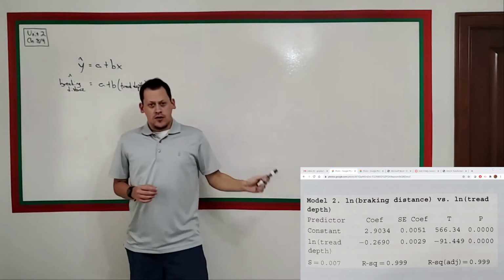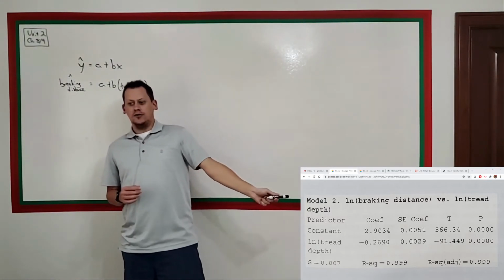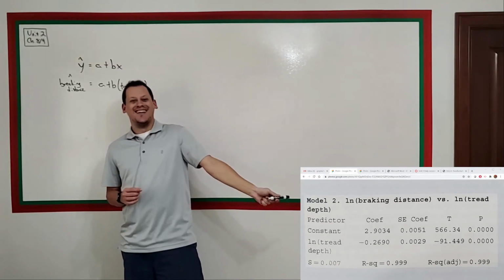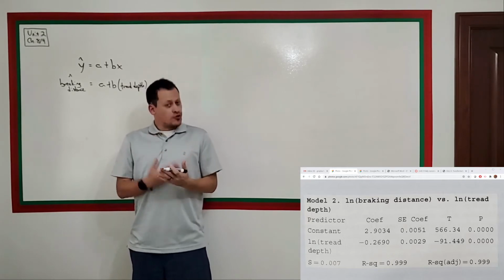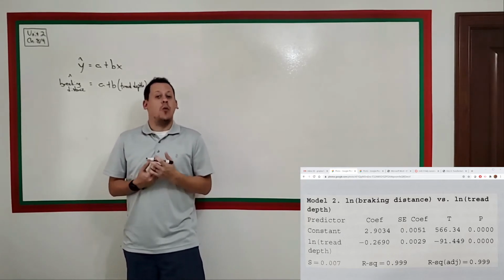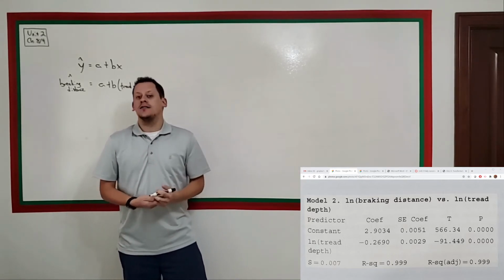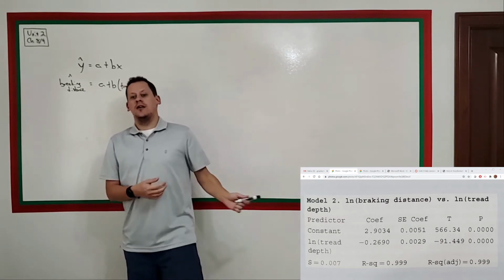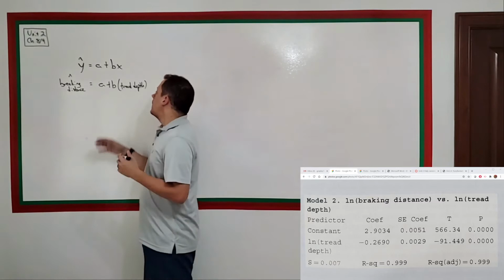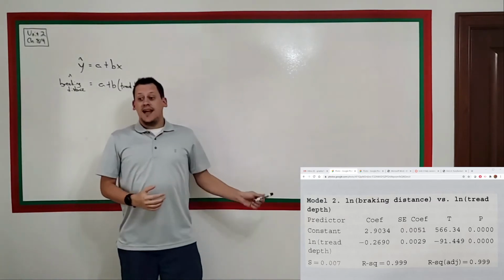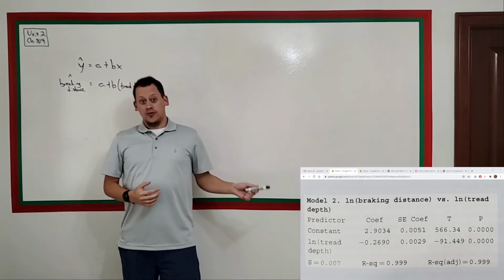And also, you see here in the title, in this computer output, if it looks this way, the first variable listed is going to be y, and the second will be x. So you also could have used the title here to show that braking distance is y and tread depth is x. But we said we're taking the natural log of both of these variables, right?